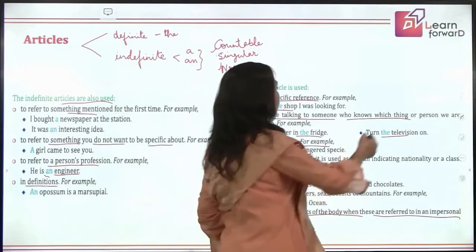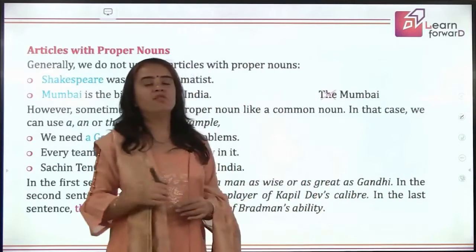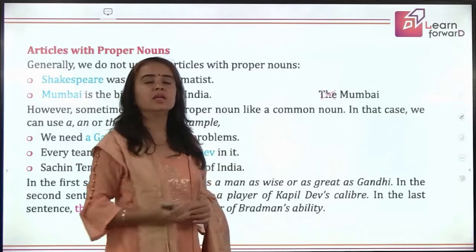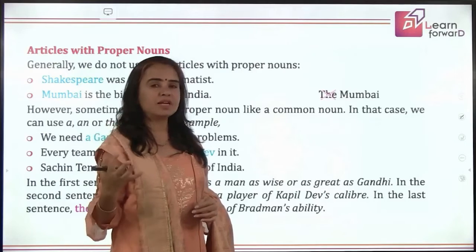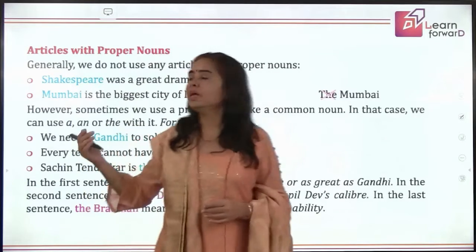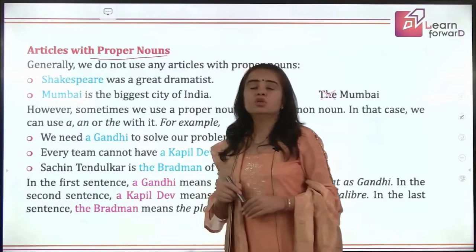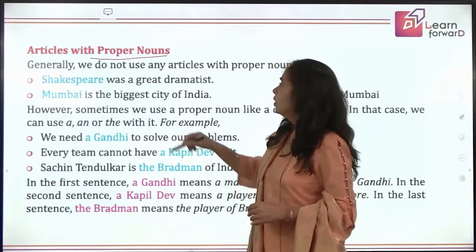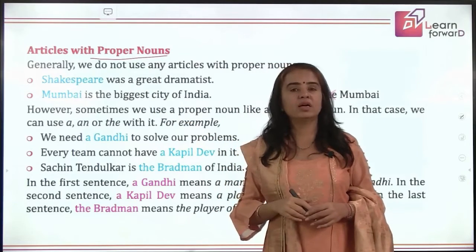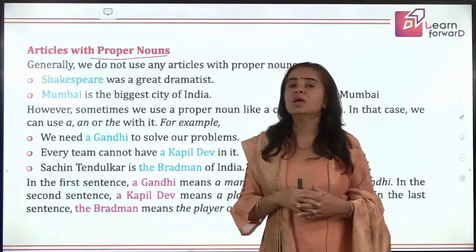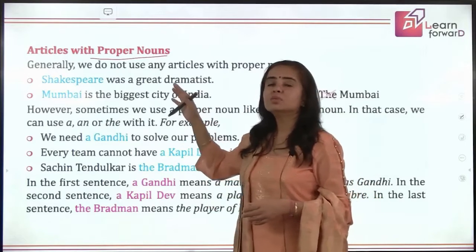So this was about the use of definite and indefinite articles. And then we have already learned here in the rule that we use the article the with some special nouns also. Going ahead, we have articles with proper nouns. So when do we use articles with proper nouns? Here it is not just about using the definite articles. Sometimes we use the indefinite article also with the special nouns.